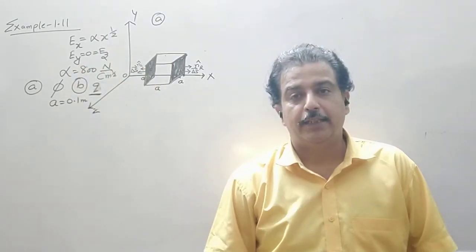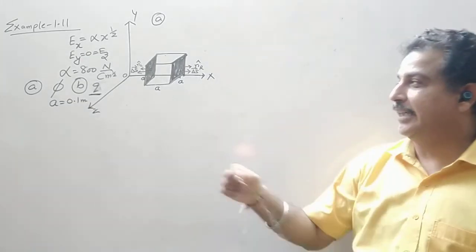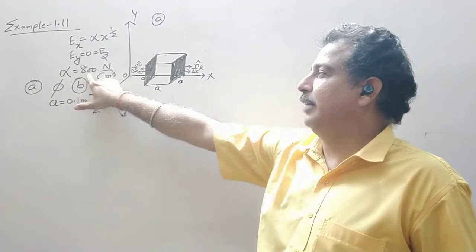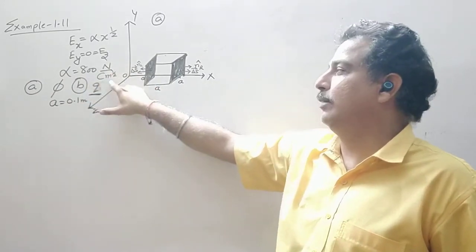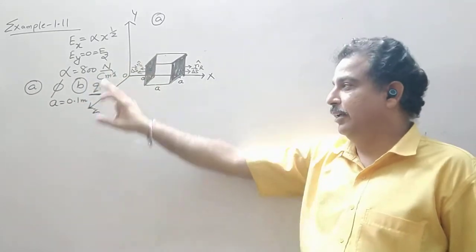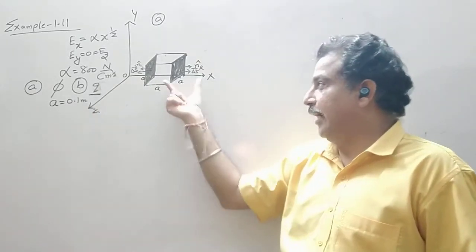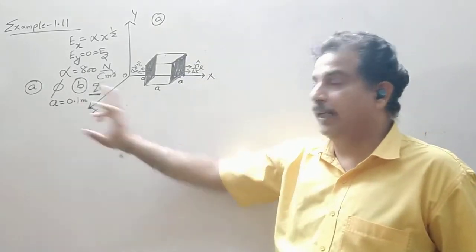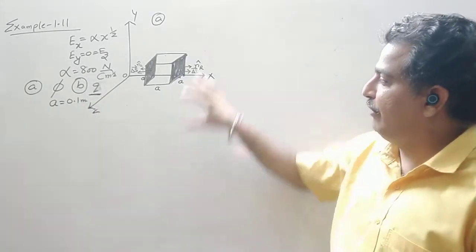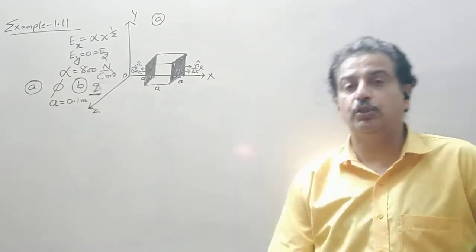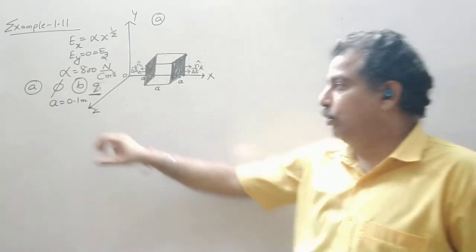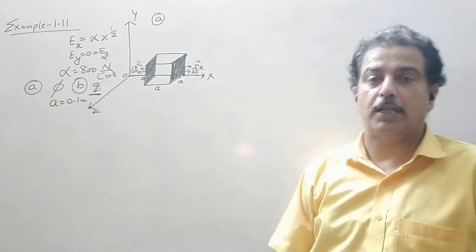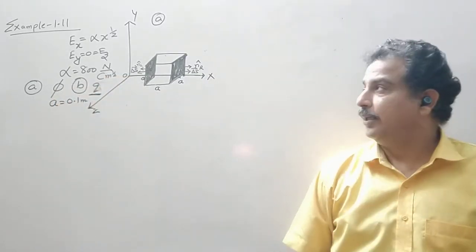So clearly the electric field intensity is along the x-axis, where alpha is some constant given by the value 800 Newton per Coulomb meter raised to half, and A is the side of the cube or the length of the cube, which is 0.1 meter. The question is, if we place this cube in a Cartesian coordinate system, find out the total flux linked with this cube as well as total charge enclosed by the cube.